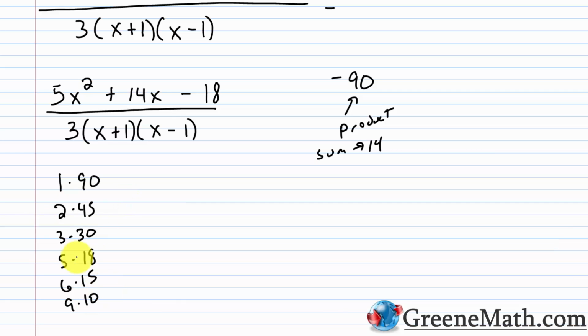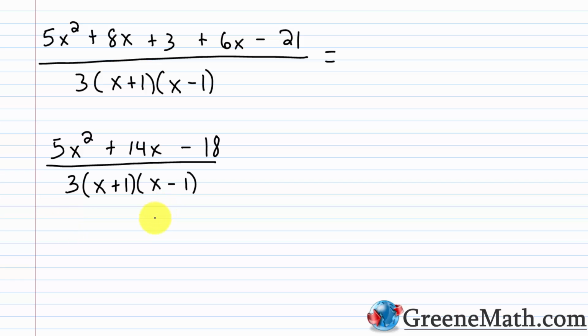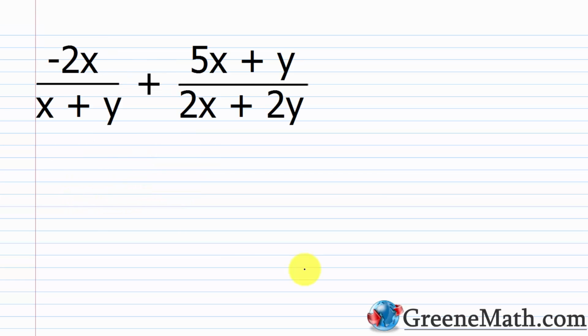So I can't take any of these and manipulate the signs to get a sum of 14 and a product of negative 90. So this trinomial up here is going to be prime, and I can't factor it. So what's going to happen is I'm just going to leave my answer as it is. This is simplified. 5x squared plus 14x minus 18 over 3 times the quantity x plus 1 times the quantity x minus 1. All right, let's take a look at another one.